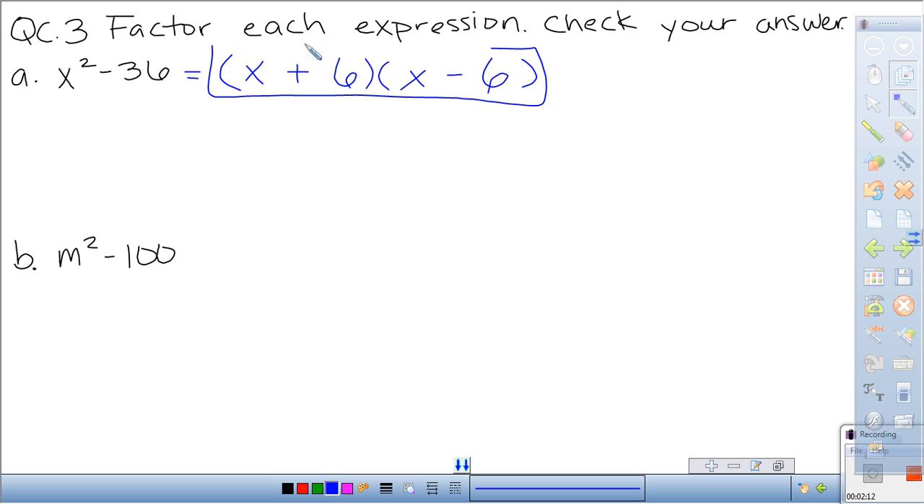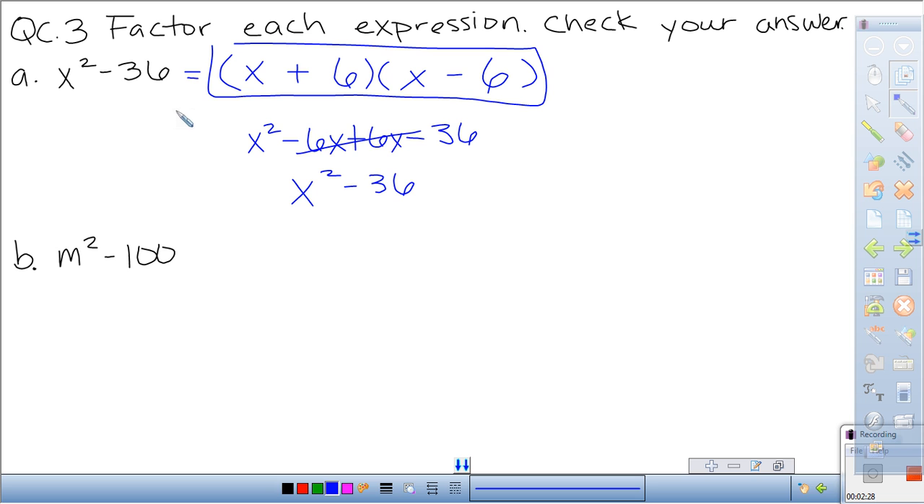There's your answer. To check it, just simply FOIL: x times x, x squared, x times negative 6, negative 6x, 6 times x, plus 6x, and 6 times negative 6, negative 36. These cancel. X squared minus 36. We do, in fact, get what we started with, so we know our answer is correct. The second one, B, again, it is a difference of two squares. It's subtraction, and these are both perfect squares.